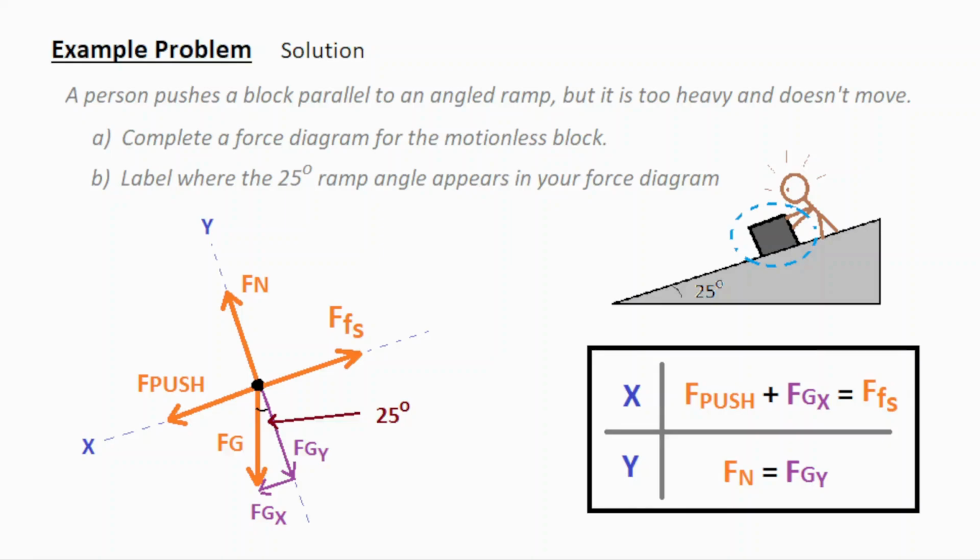In the y-axis plane, the box is motionless there too, so the normal force up and left should be balanced with the gravitational y component down and right.